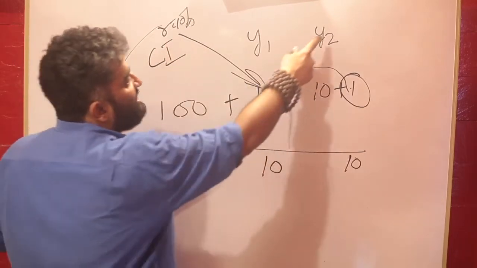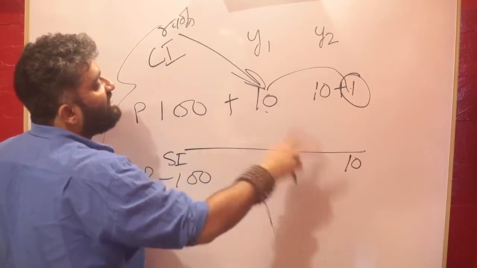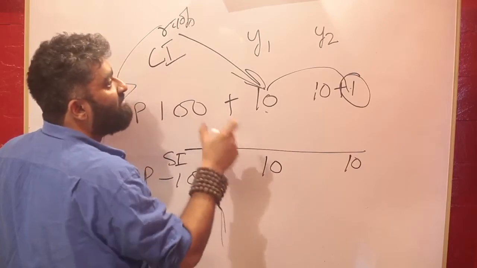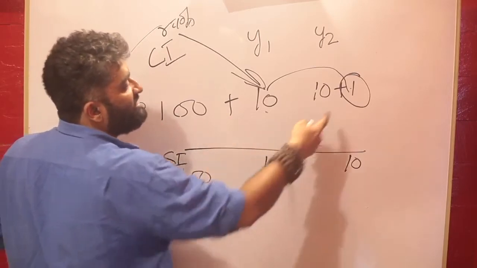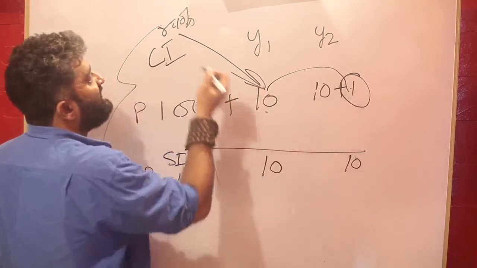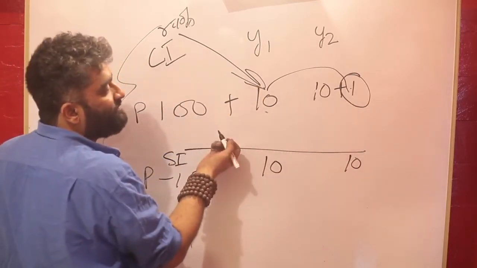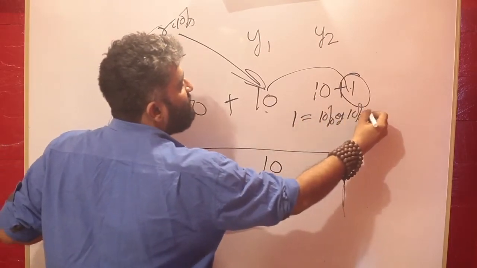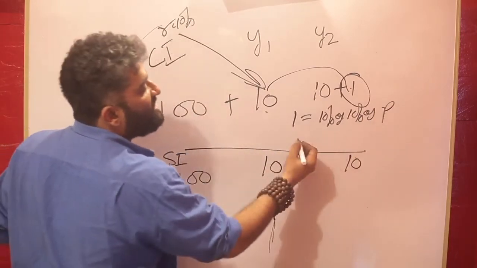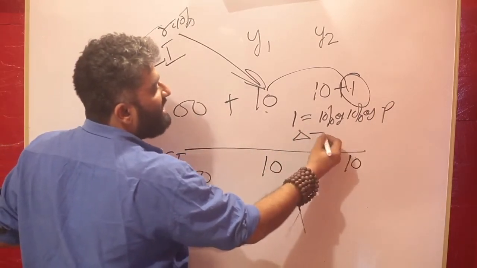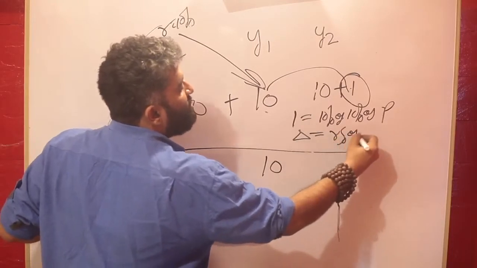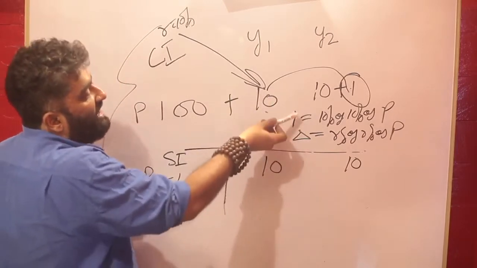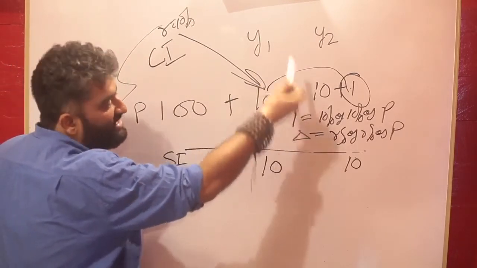So can I say the difference between SI and CI after 2 years, the difference between the simple interest generated and the compound interest generated after 2 years, which is 1 in this case, is nothing but interest on the principal, or this 1 is equal to 10% of P, right? And in the generalized form you will say the difference or delta is equal to R% of P, right?